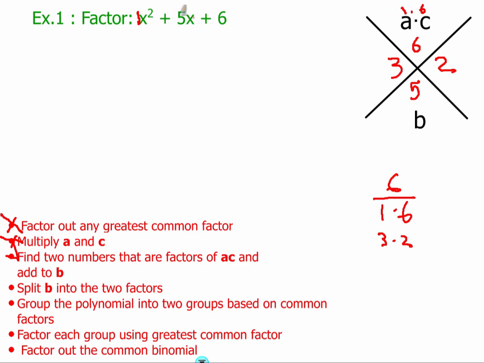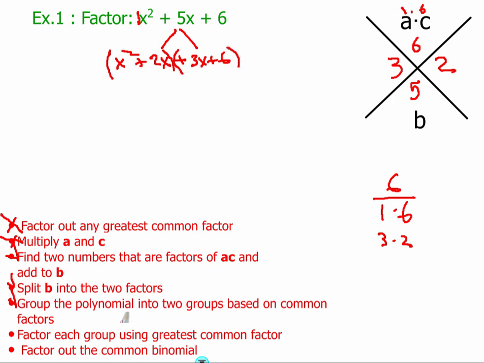Next, I want to split my middle term into those two factors. So this 5x is going to become 2x and 3x. And the rest of the terms just come down, so x squared and 6 just come down. All right, so now that I've split, now I want to group. So I just group the first two and the last two.